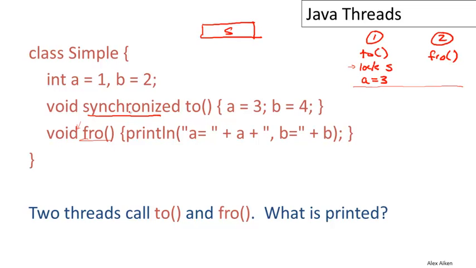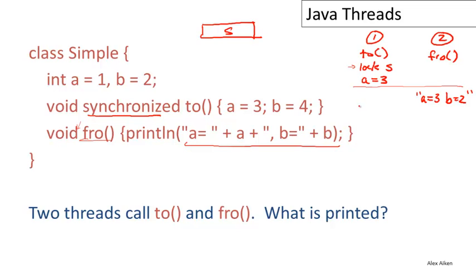accessing the fields or the data of that object if that other method doesn't itself check the lock. So if the other method is not synchronized, it will just go ahead and execute, ignoring the fact that another thread holds the lock on the object. So in this case, this can just run to completion, and we'll print out A equals 3, B equals 2. Okay, so we only see one of the two updates.